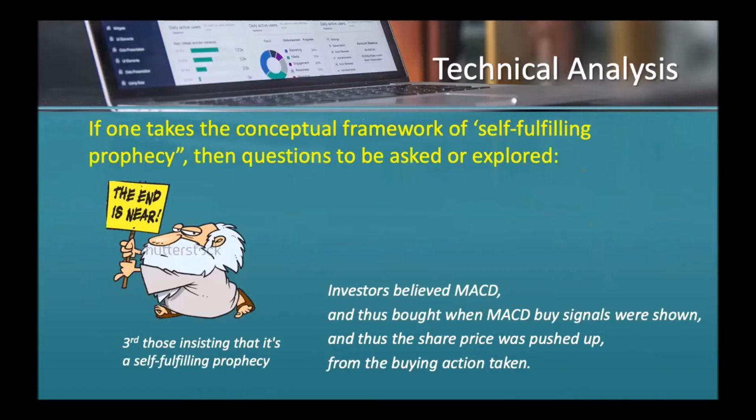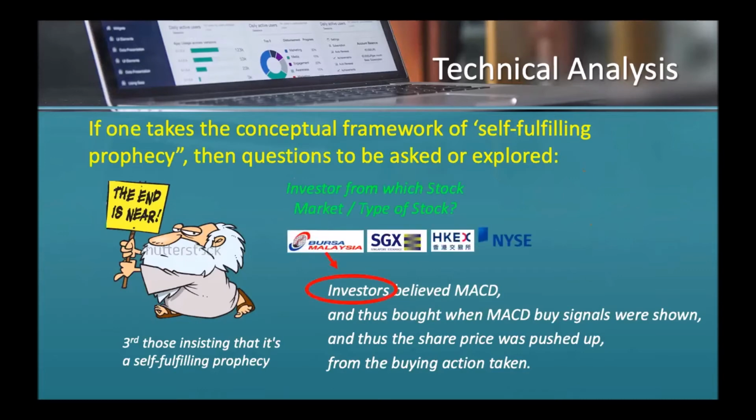So if one takes this concept framework of the self-fulfilling prophecy, then there are two questions you need to ask. One is, investor from which stock market? Because it depends on country. If the country, let's say India, they don't use technical analysis, then basically analysis doesn't work because nobody is using it. If, let's say, in Hong Kong, most of them are using the Bollinger Band and they don't use MACD, then of course Bollinger Band will work better. So it depends on the market and what they use the most.